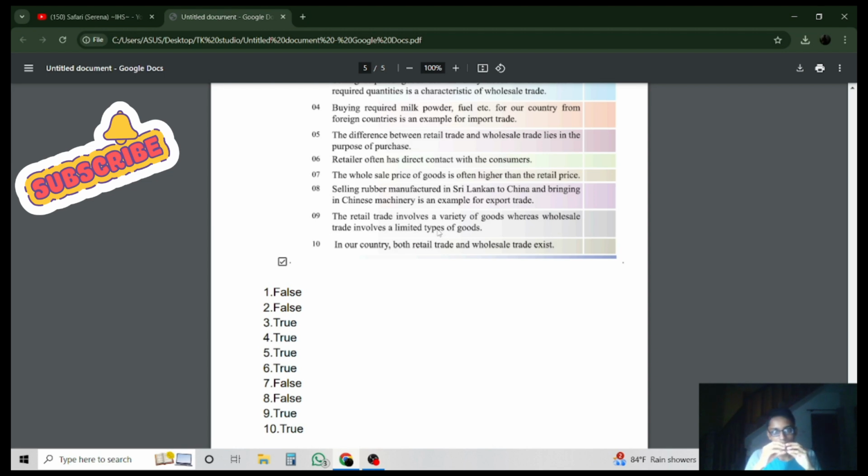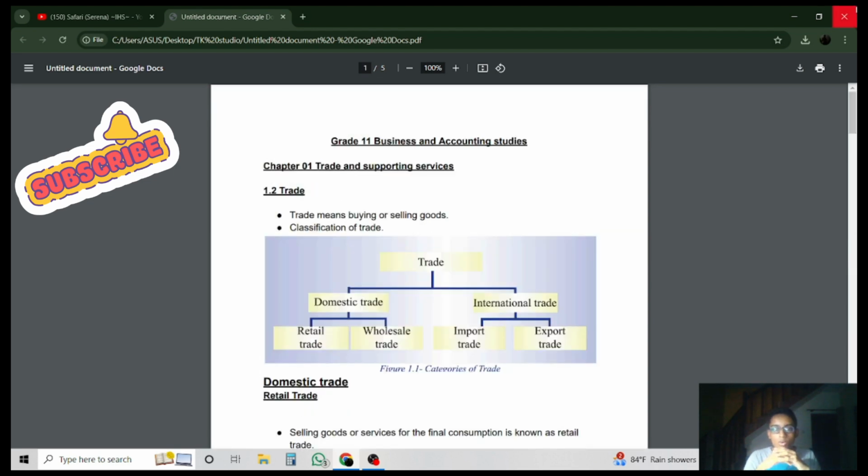Number eight, selling rubber manufactured in Sri Lanka to China and bringing in Chinese machinery is an example of export trade. No, that's not. That's an import trade. Number nine, retail trade involves a variety of goods, whereas wholesale trade involves limited types of goods. That's correct. Then the last one, in our country both retail and wholesale trade exist. That's correct. So I think you have understood what trade means.